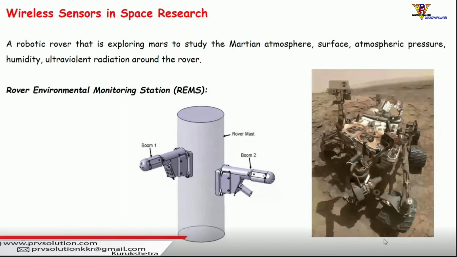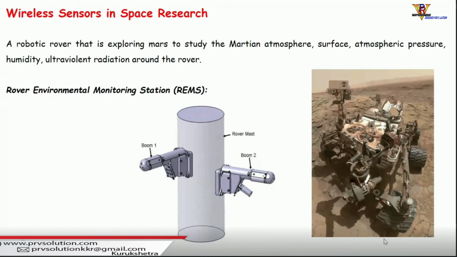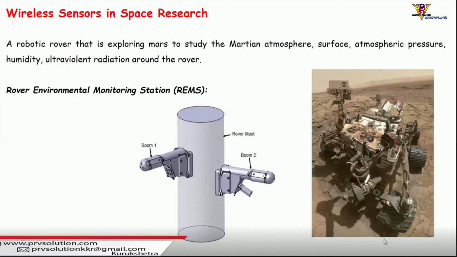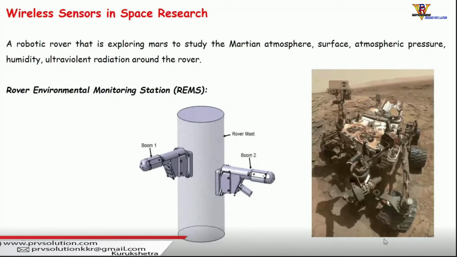So I have shown in this the rover environmental monitoring station. It has two small booms on the rover mast, which will record horizontal and vertical components of wind speed to characterize airflow near the Martian surface from breezes, dust devils, and dust storms. As shown in this, boom 1, boom 2, etc. So two booms are there on the rover mast.